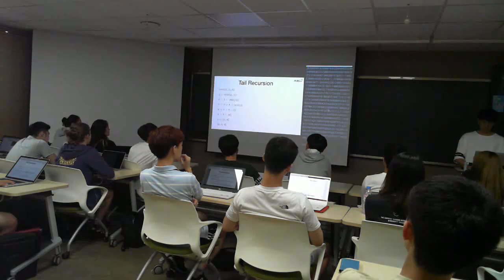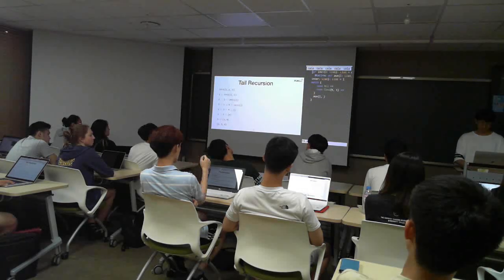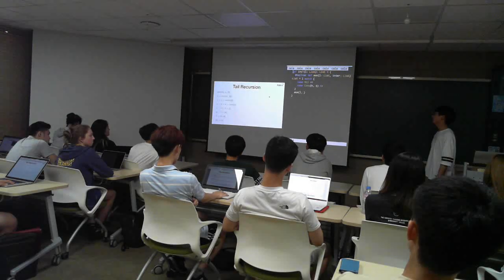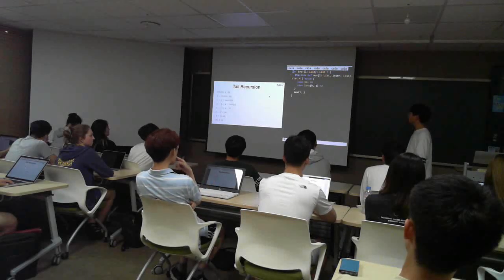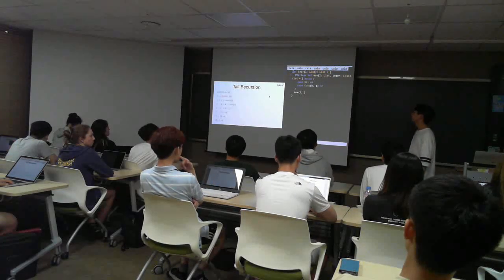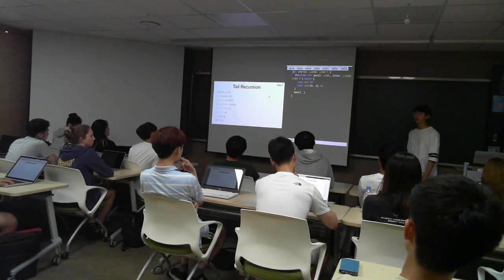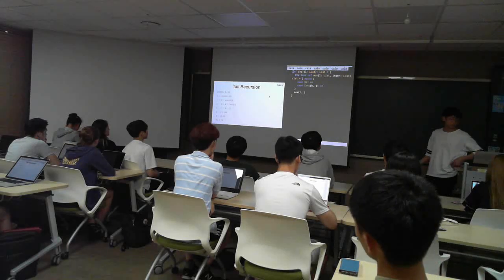Now, let's try converting other functions to tail recursive form. The fourth one will try to convert the int one function to a tail recursive form. So this is the original implementation of int one.